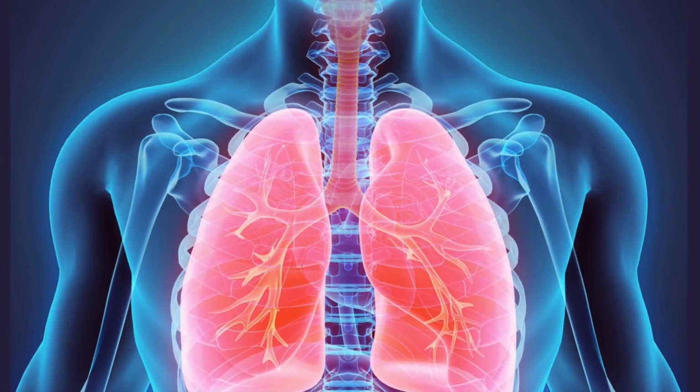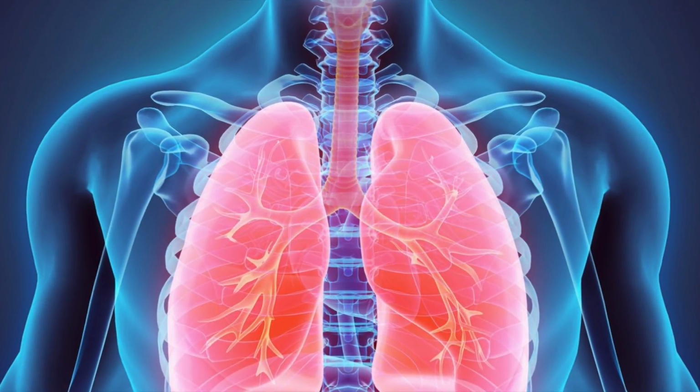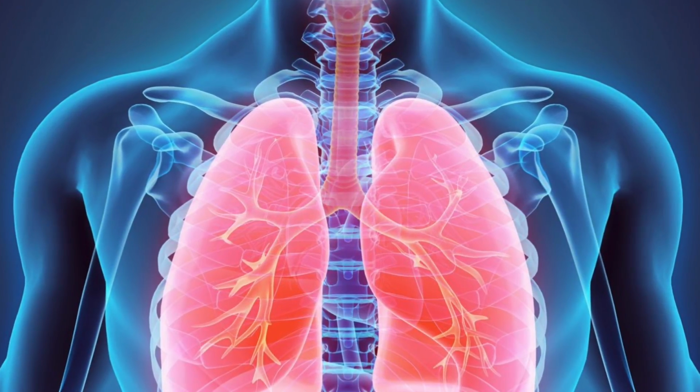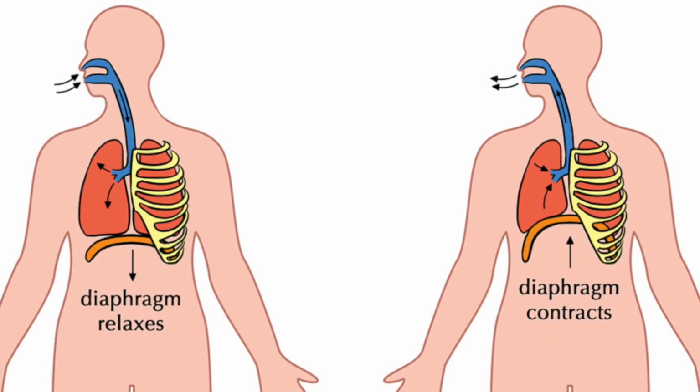Respiration happens in the lungs. The trachea is used to transport oxygen to the lungs and to transport carbon dioxide away from the lungs. The ability to inhale and exhale comes from the respiratory diaphragm.